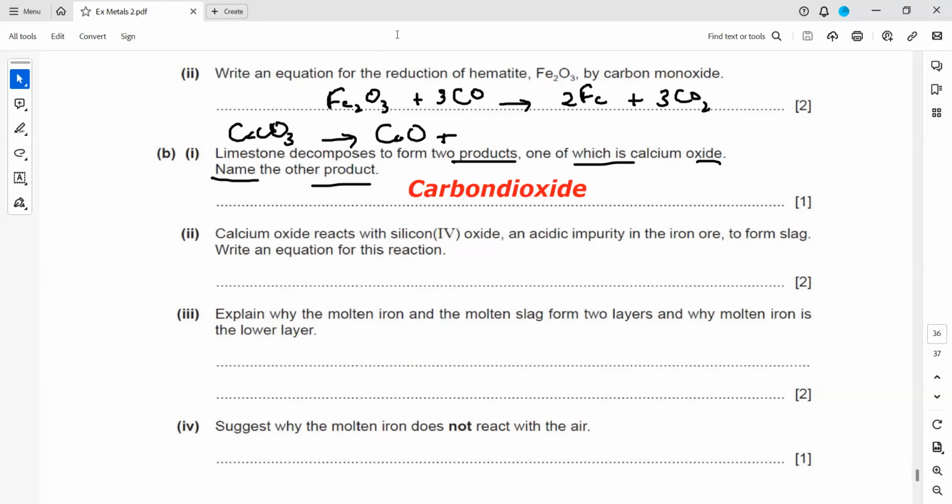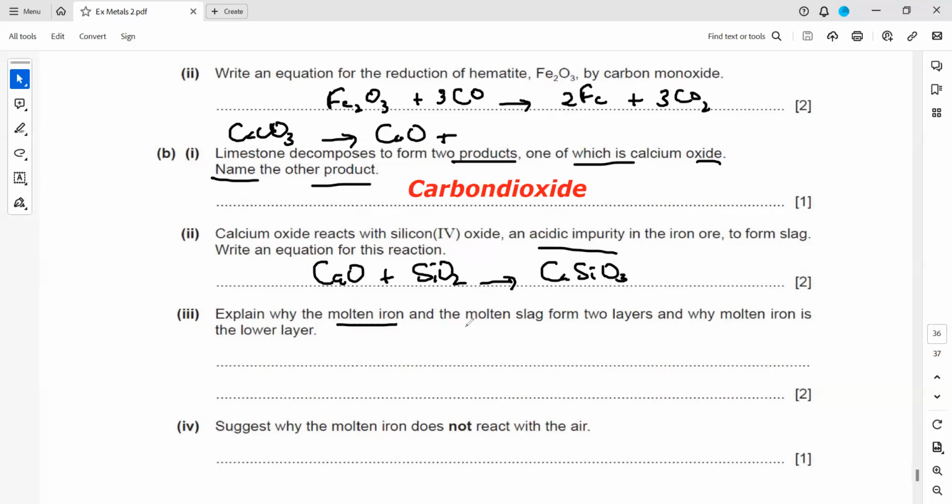Calcium oxide reacts with silicon 4 oxide, which is an acidic impurity in the iron ore, to form a slag. Write the equation. So we have calcium oxide reacting with silicon 4 oxide to form CaSiO3, which we call slag.